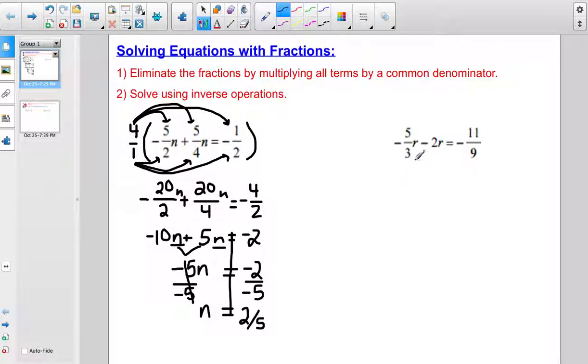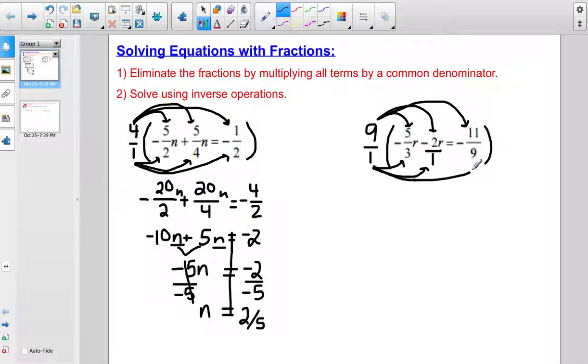Let's try the next one. Again, I'm going to put everything in parentheses, and I'm going to choose a common multiple of my two denominators. I have a 3 and a 9, so a common multiple of them would be 9. So I'm going to multiply by 9 over 1. Again, I'm going to multiply 9 times each numerator. That includes this number 2. 2 is still, technically, could be a fraction by putting it over 1. So I'm going to multiply 1 by each denominator, and then I will have my fractions that I can reduce.